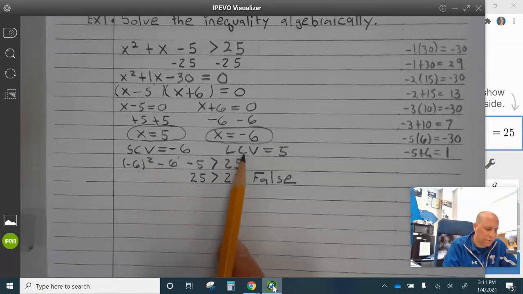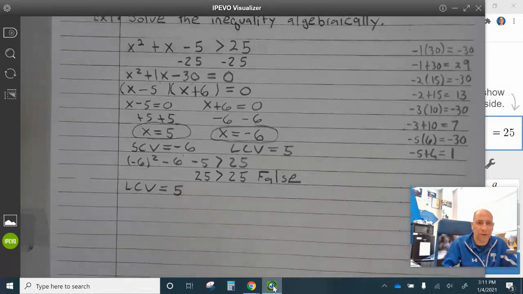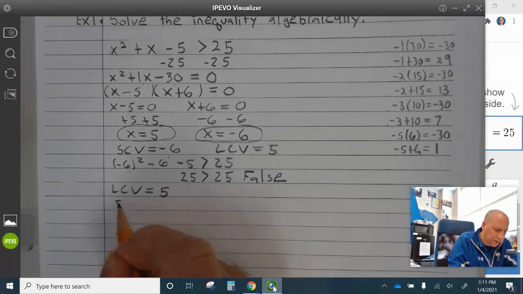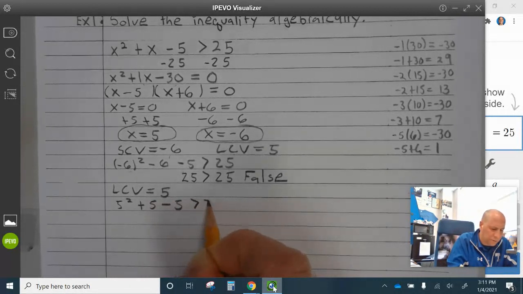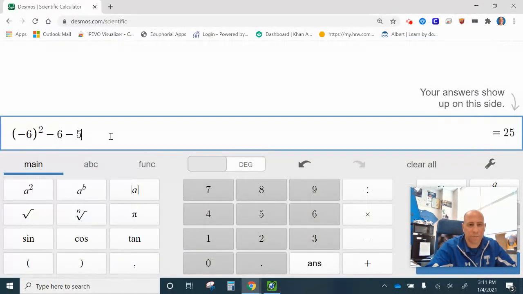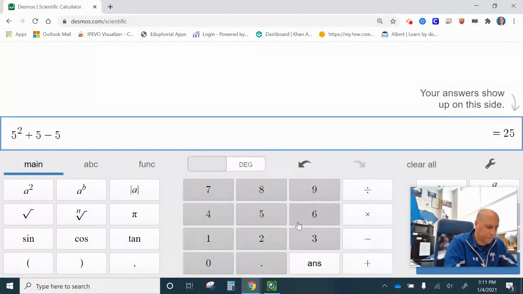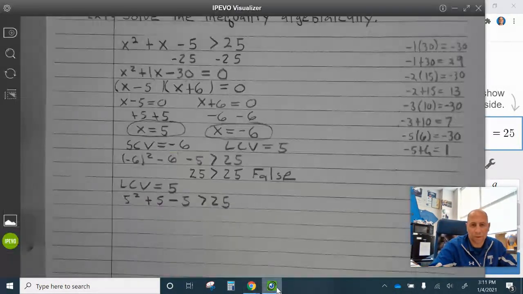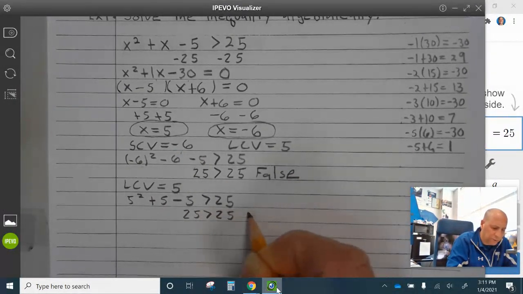Okay, now let's do the largest critical value, x equals 5. So we're going to plug that into the inequality. So that's 5 squared plus 5 minus 5 greater than 25. Okay, so let's put at least the left side into Desmos. So 5 squared plus 5 minus 5 is 25. And 25 is not greater than 25, so that's a false statement, so they're not included.